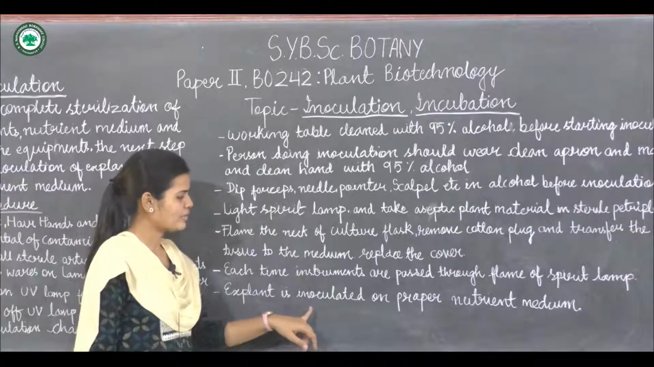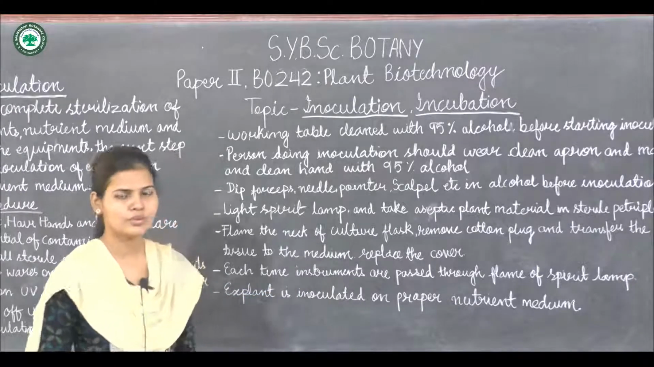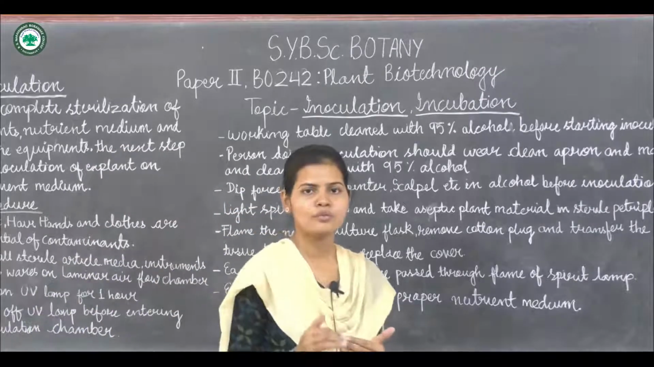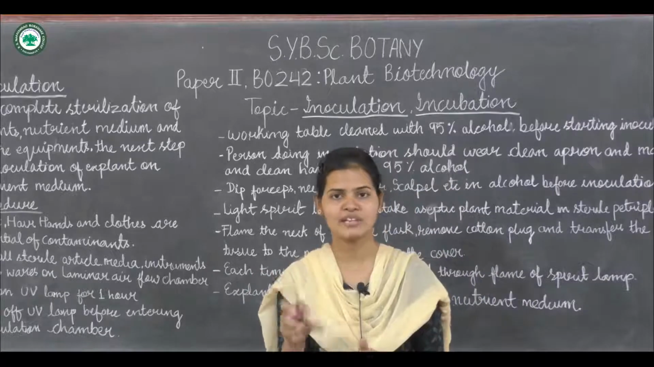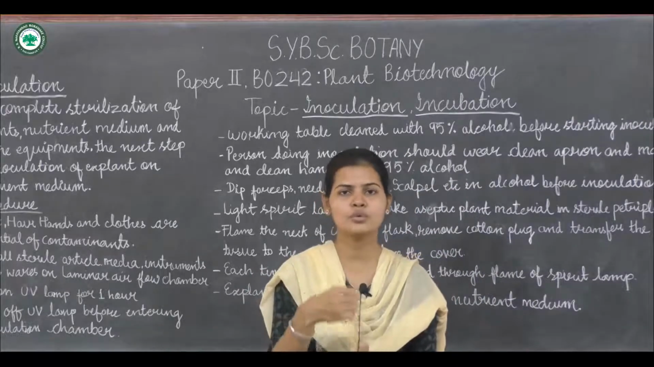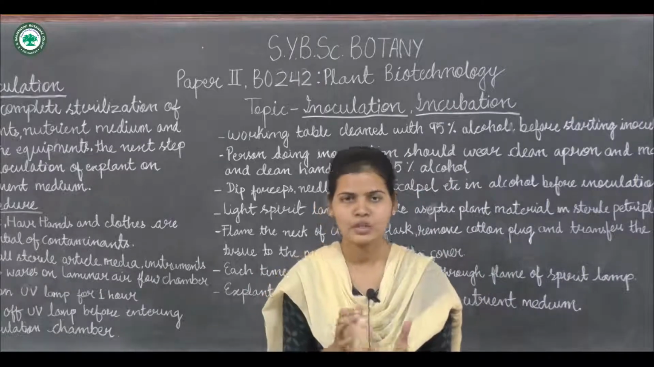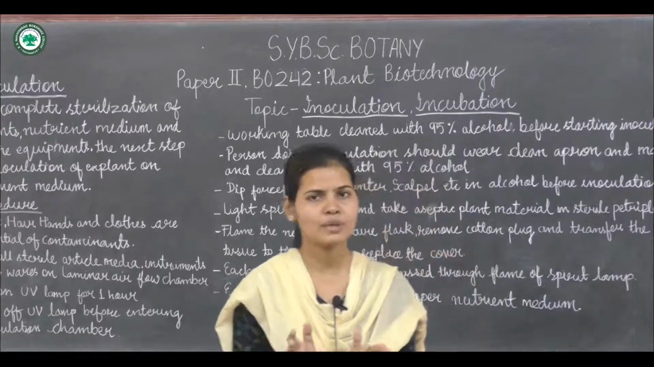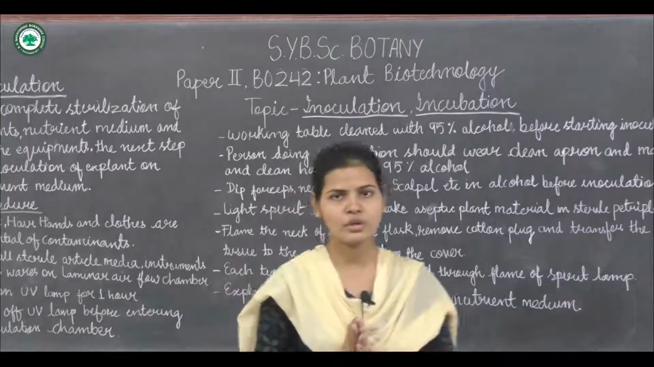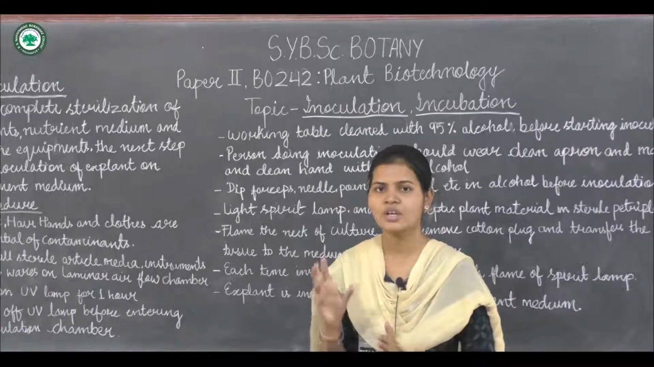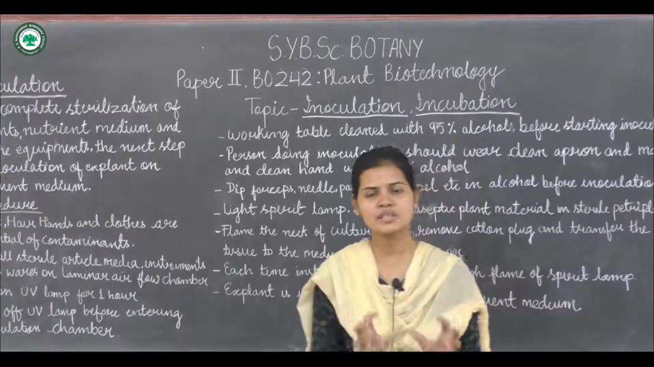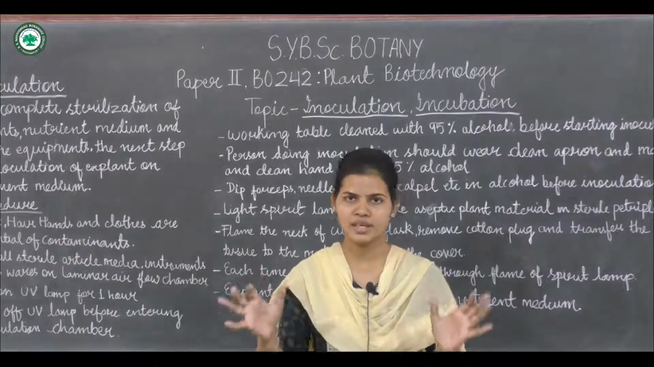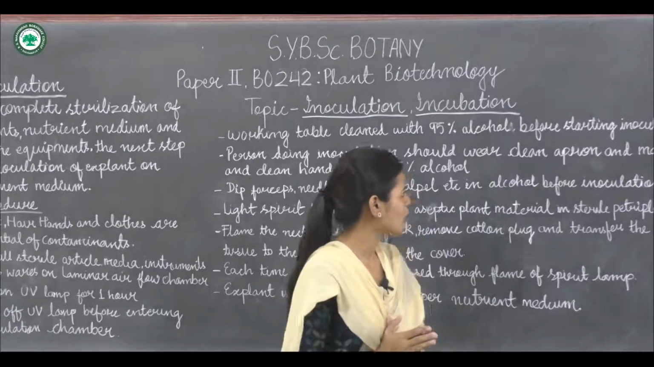Now the explant is inoculated on a proper nutrient medium. So what we have done in the inoculation process is that the particular explant is now put into a nutrient medium. Now the explant is properly inoculated. So this is called inoculation. Inoculation is putting a particular explant on a nutrient medium, but while doing this we have to maintain all the sterile conditions. So this is inoculation.